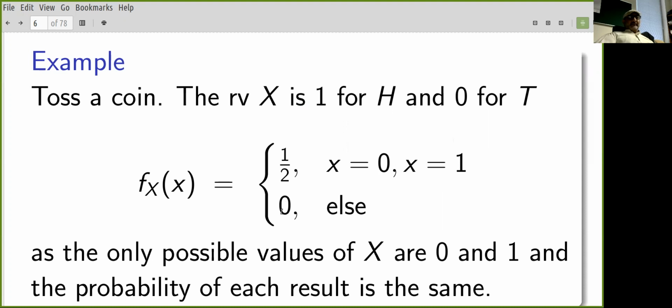So here we have zeros for everything else, and the same constant probability for every allowed value of the random variable. So in such a case, we say that this x is a discrete uniform random variable.